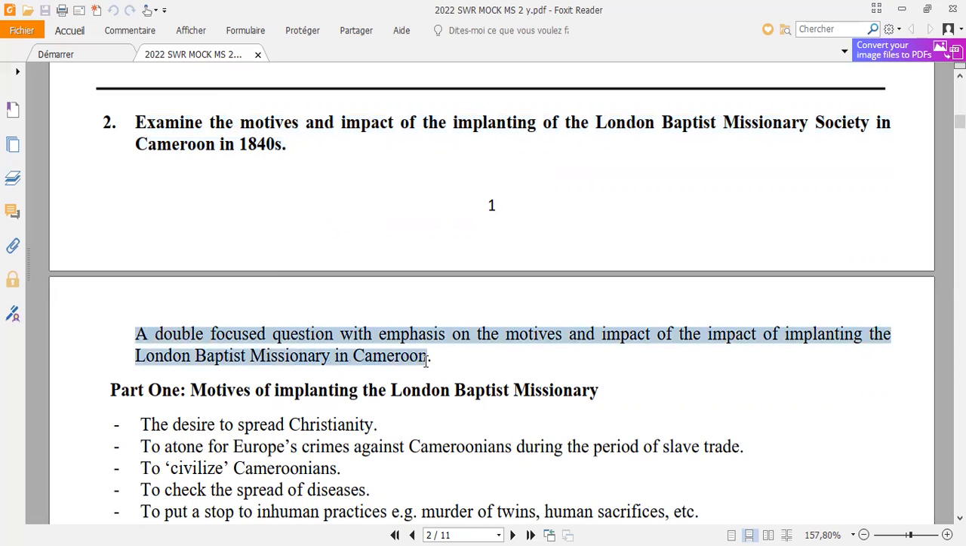Good. Because of this, the interpretation of this question is that it's a two-sided question, right? Focus on the motives and the impact of the implanting of London Baptist Missionary in Cameroon. Part 1 will focus on the reasons or motive for the establishment of the London Baptist Missionary in Cameroon. And part 2 will focus on the impact, consequences, or effects of this establishment.